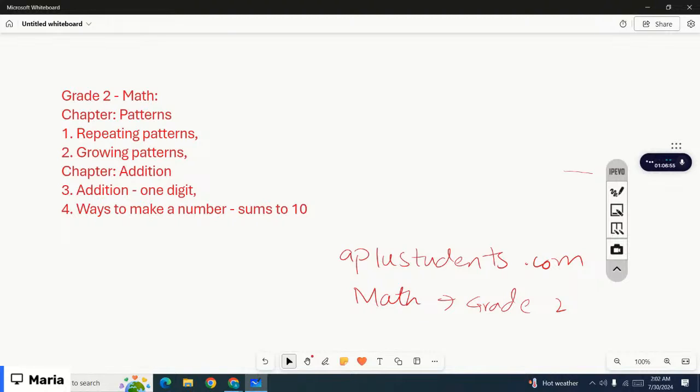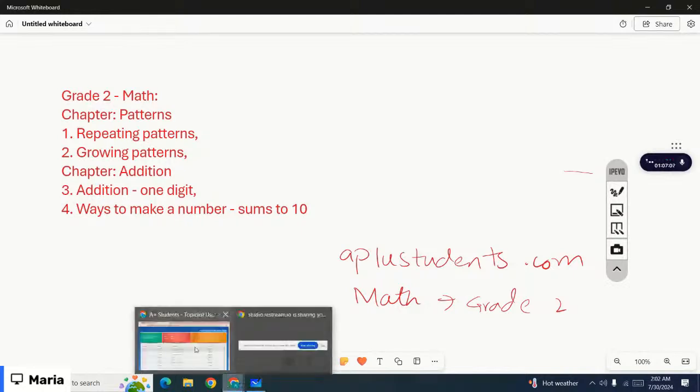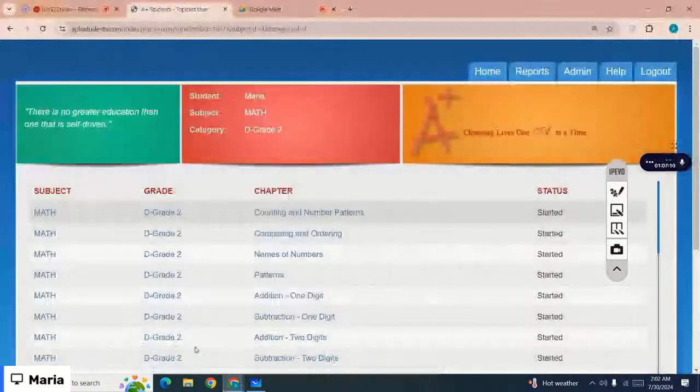Then we'll start the chapter addition. The lessons are addition one digit and ways to make a number, sum to 10. So please make sure you have your notebook and pencil so that you can note down definitions as well, right? Here I'm on grade 2 math. Let's just start with the chapter patterns.